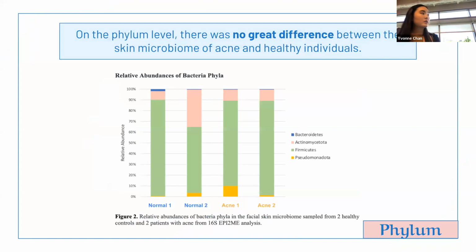So as we can see on the stacked bar graph, this is the data on the phylum level, and we can see that there was no great difference between the skin microbiome of acne and healthy individuals. And this was a result that we expected because we only looked at 4 categories within the phylum level, and it is not very specific, so we did expect no great difference.